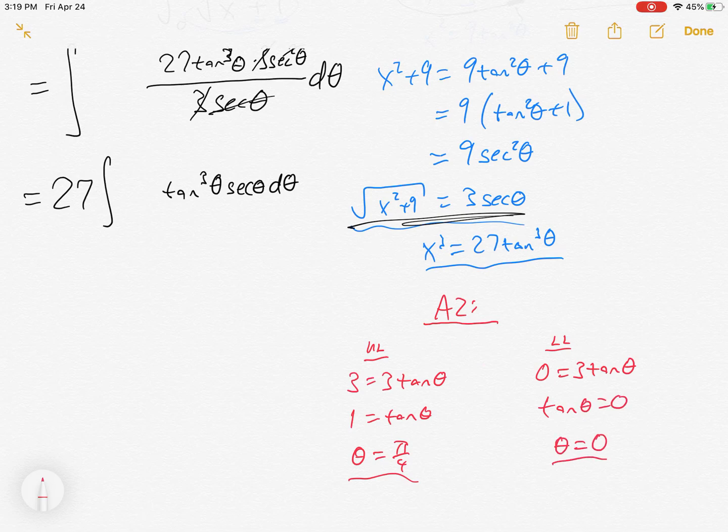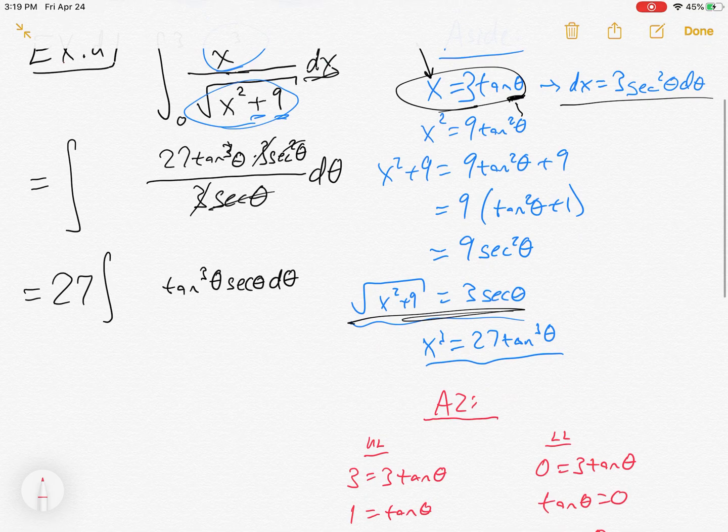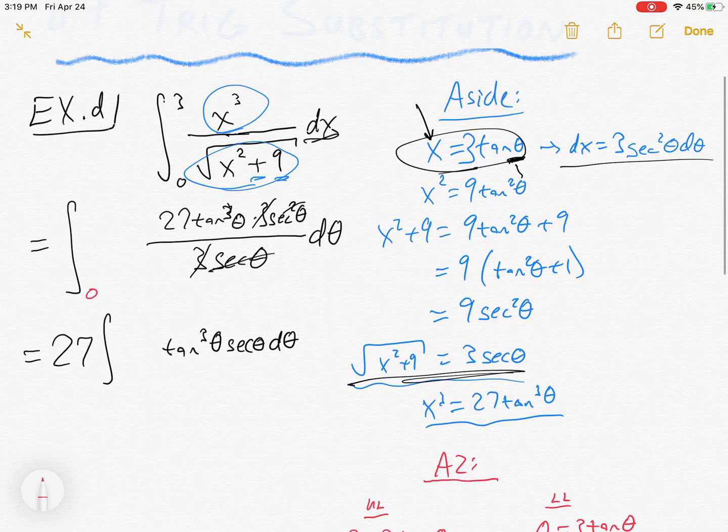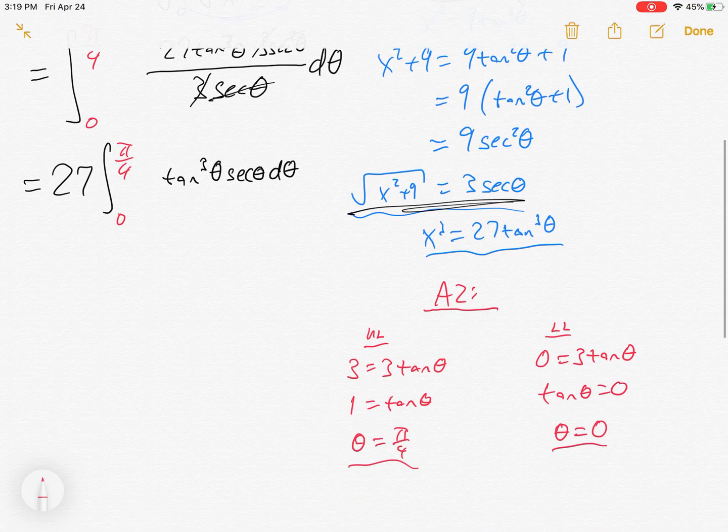So in the upper limit, we get 1 equals tangent theta, or theta is pi over 4. Yes, we're going to use radians always. The lower, you can divide by 3 and get tangent theta equals 0, so theta is 0. So my lower bound did not even change. It's still 0. My upper is now pi over 4.